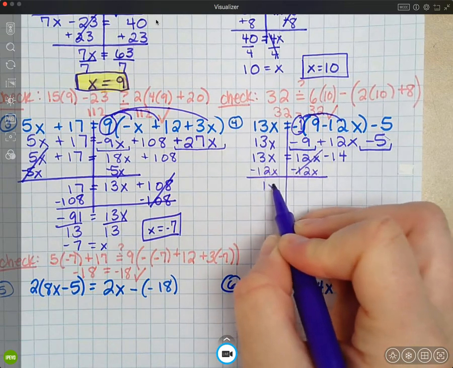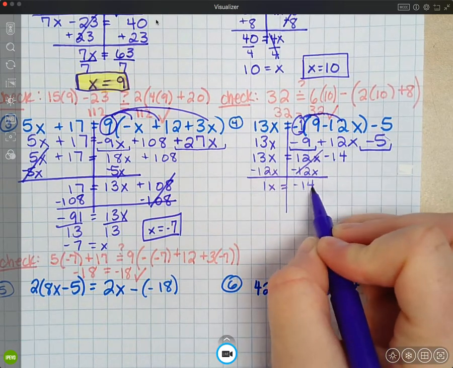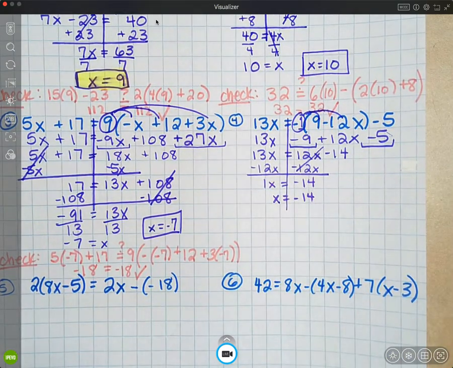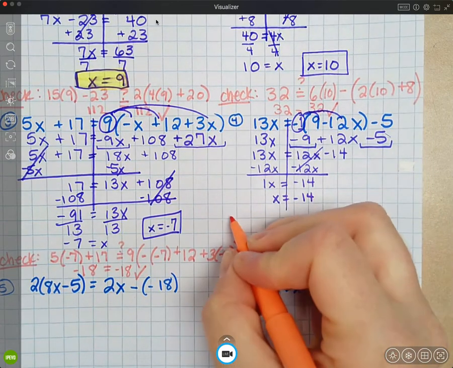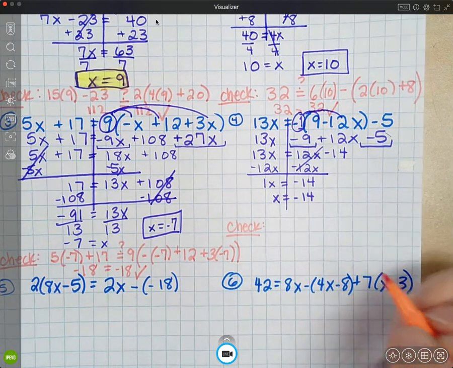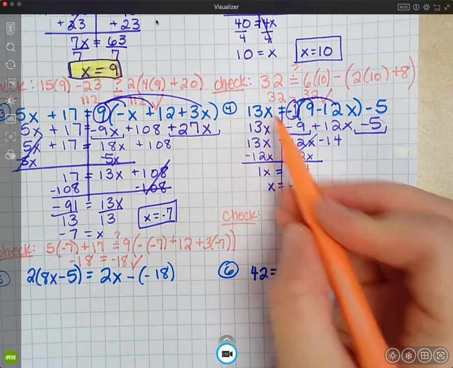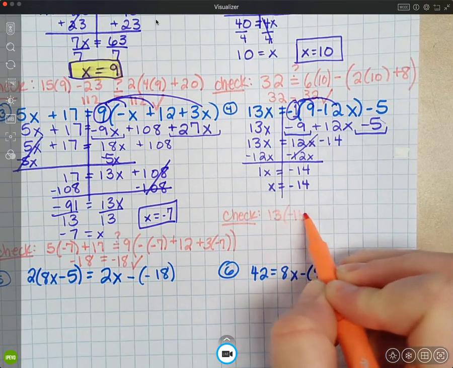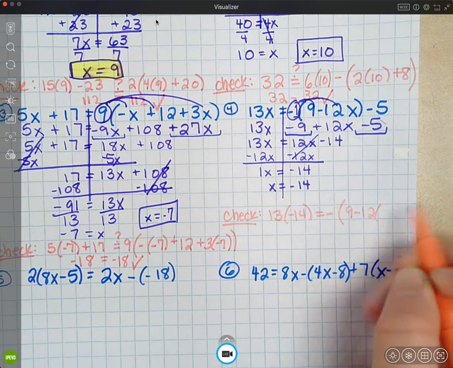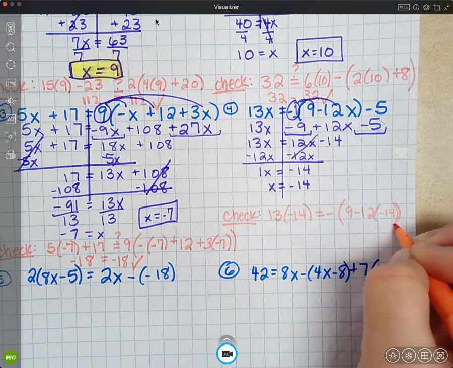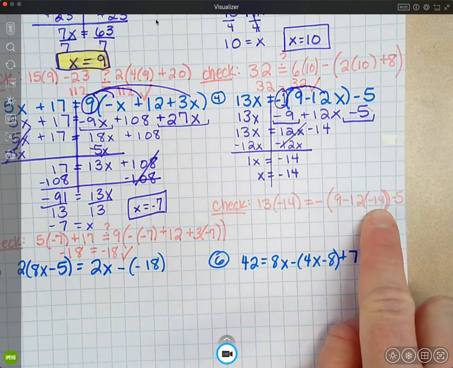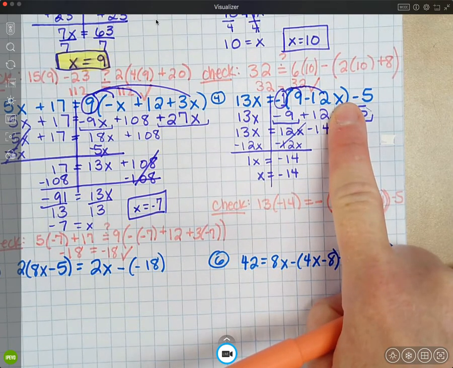Leaving us with 1x equals negative 14, or just x equals negative 14. And we have to check it. So we would plug in negative 14 every time we see an x. So 13 parentheses negative 14 equals negative parentheses 9 minus 12 times the negative 14, close parentheses, minus 5. And this one you'd close the parentheses twice because you close it around the negative 14 and then you also do a parentheses that's already there.